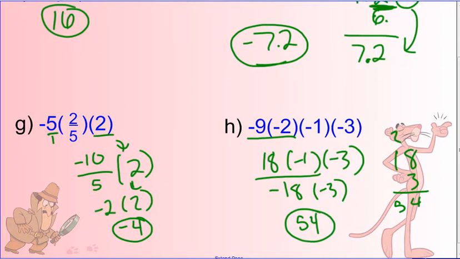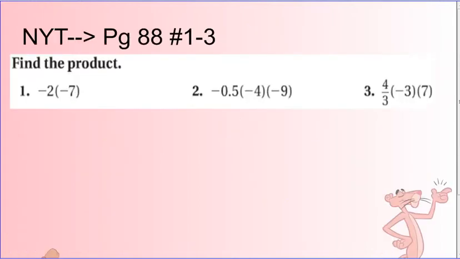Hopefully you had some success there. You got most of those correct. If not, well, we got some more practice throughout the rest of the lesson. For example, here are 3 more. These 3 come from the textbook, page 88, numbers 1 through 3. Go ahead, pause the video, do these 3 problems right now, and hit play when you're ready to continue.